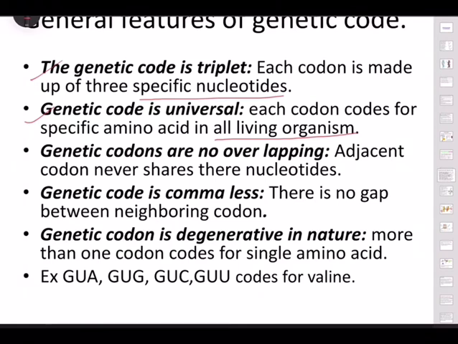And the genetic code is commaless. In grammar, in English, you put a comma to take a break. Here, no break. Like sometimes you are seeing movies without any commercial break. Like that, here, no break. There is no gap between neighboring codons. And the genetic code is degenerate in nature. Degenerate means more than one codon codes for a single amino acid. For example, you can see degeneration. GUA, GUG, GUC, GUU code for only one amino acid. That amino acid is called valine.